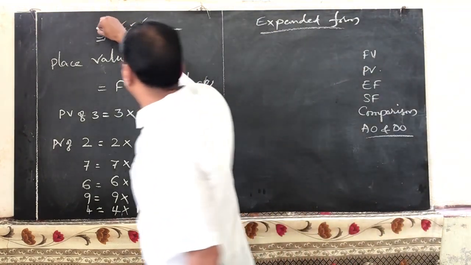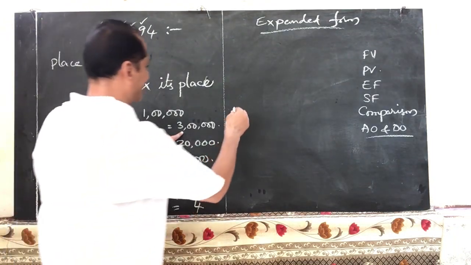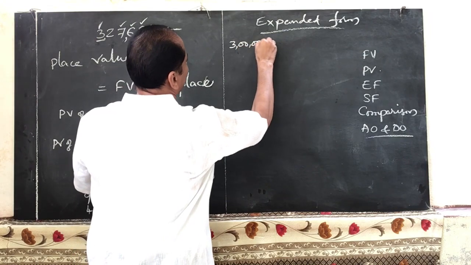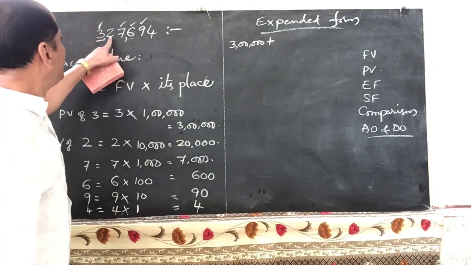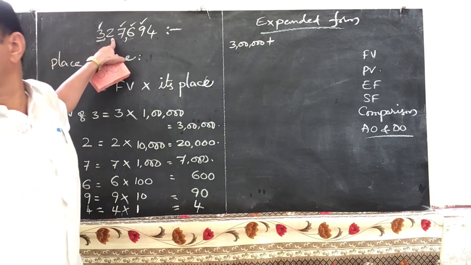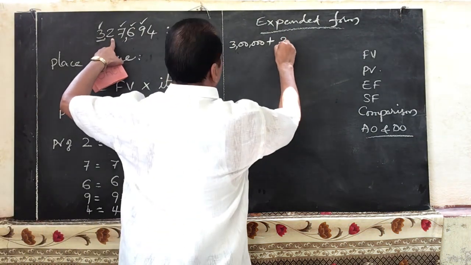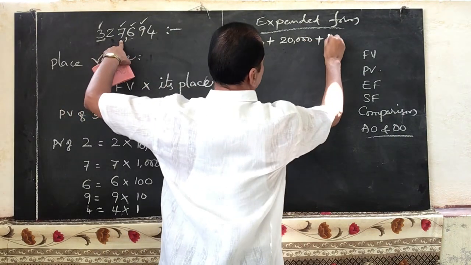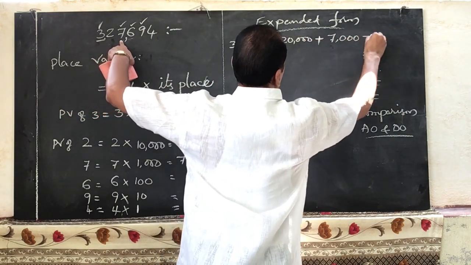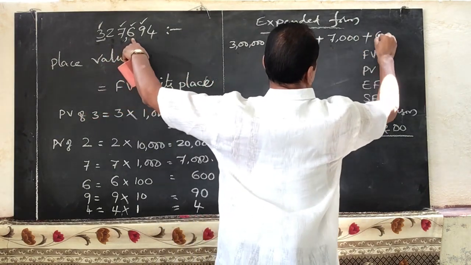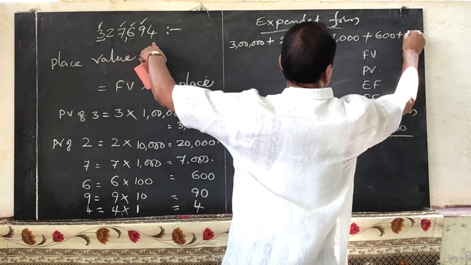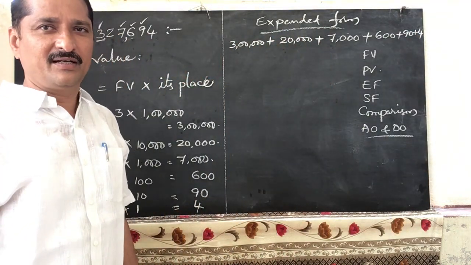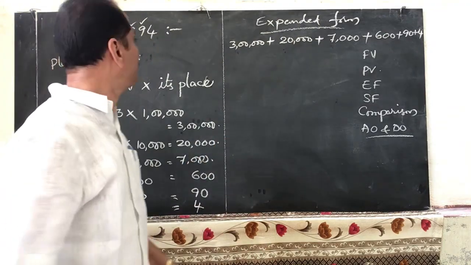So now the place value of 3 is 3 lakhs. So what will be the expanded form? 3 lakhs plus the place value of 2, which is 2 into 10,000, 20,000. So write down 20,000, plus 7 is in thousands place, so 7,000, plus 6 is in hundreds place, 600, plus 90, plus 4. So this is the expanded form of any number. In this way you can find out the expanded form of any number.